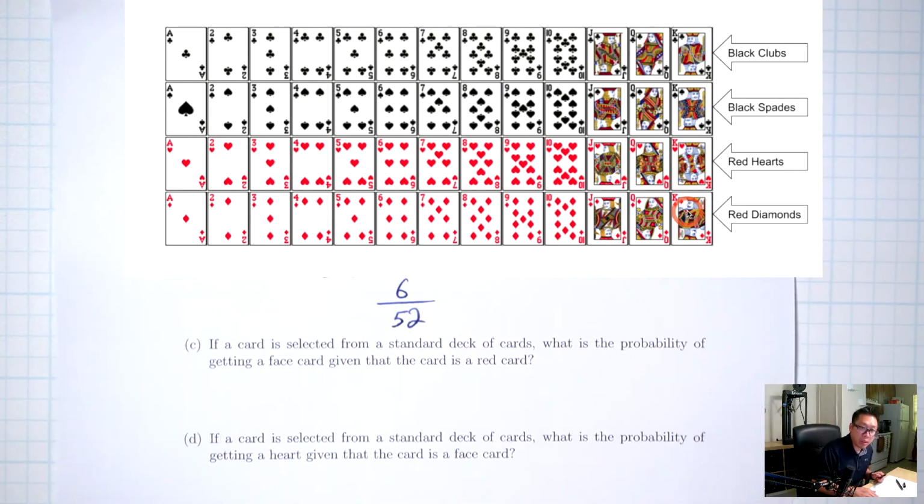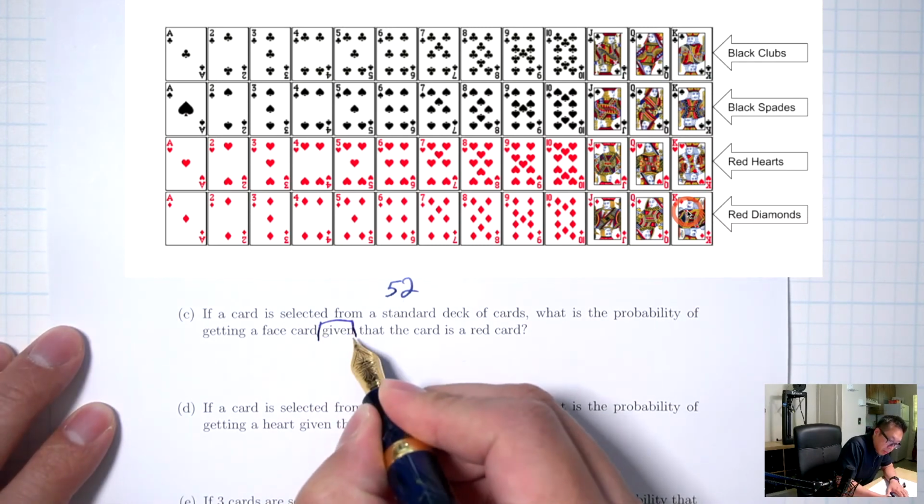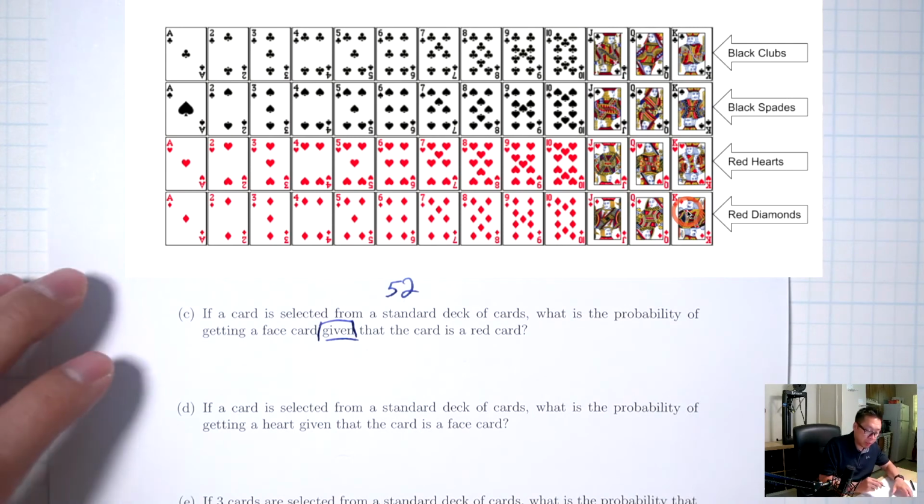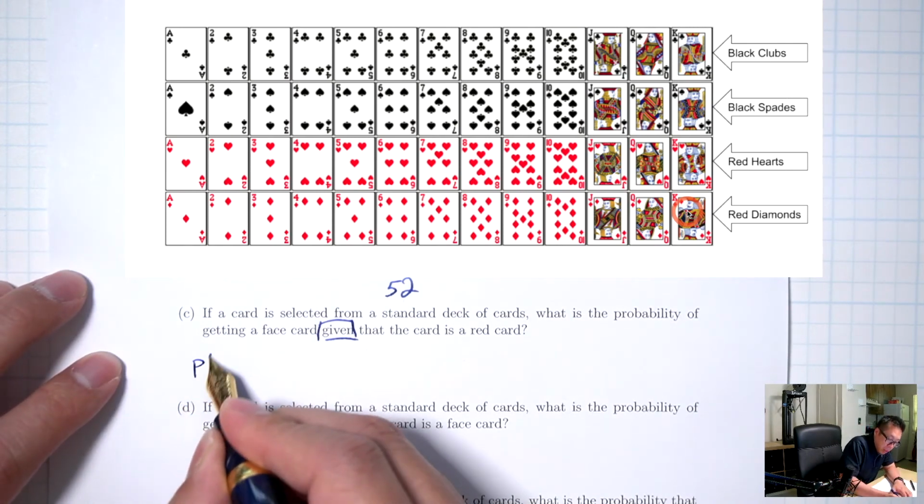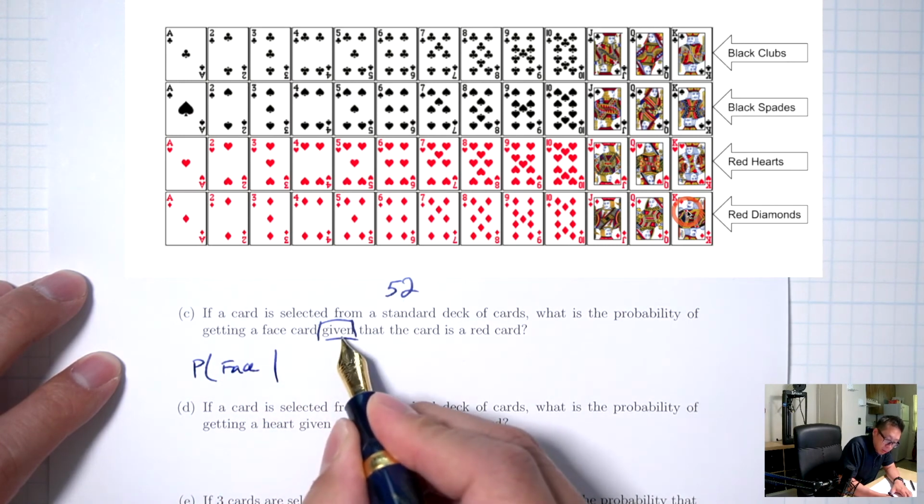Part C. If a card is selected from a standard deck of cards, what's the probability of getting a face card given, keyword here is given, that the card is a red card, right? So this is conditional probability. I'm going to use notation here. I'm looking for face given red.